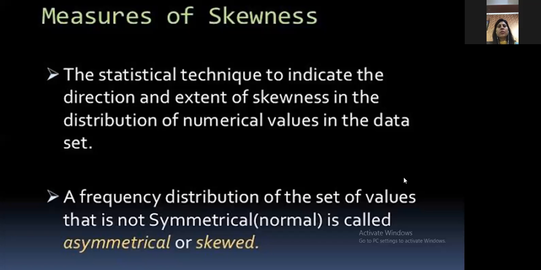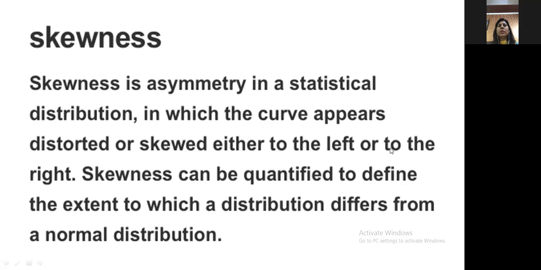Let's understand the third unit, that is the measures of skewness. And we will start it with the definition of skewness: what actually skewness is and how it occurs, what are the types of skewness, what are the meaning or measures of skewness. So first of all, we will understand what skewness is. It is a statistical measure.